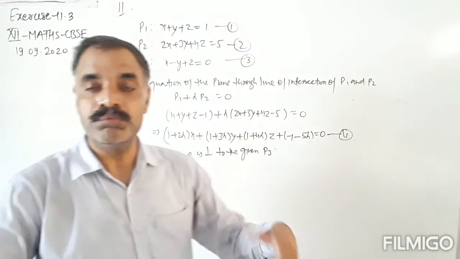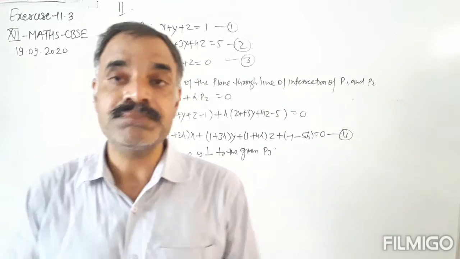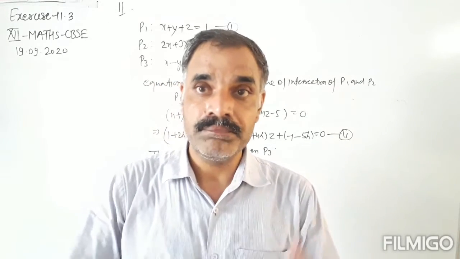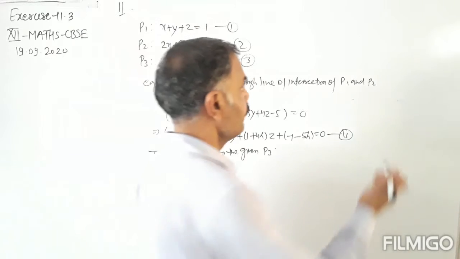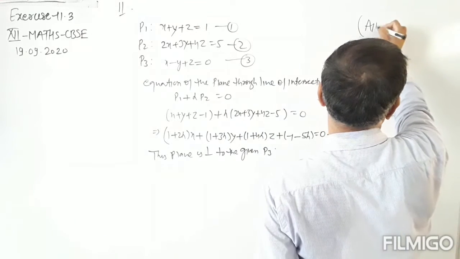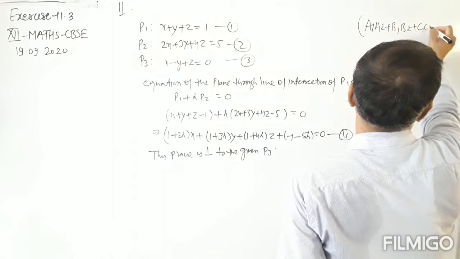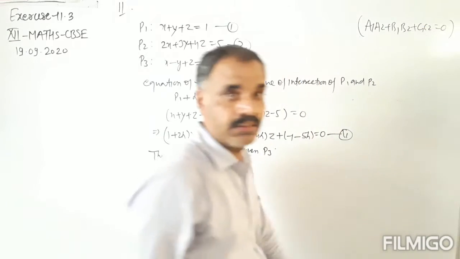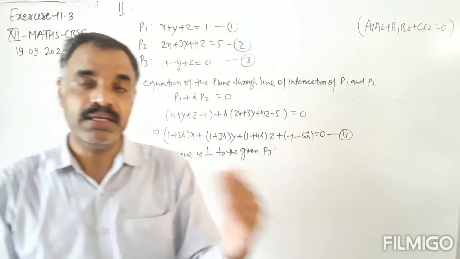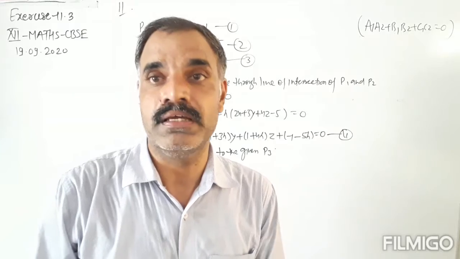So what should be the condition? A plane is perpendicular to another plane if A1 A2 plus B1 B2 plus C1 C2 is equal to 0. So this is the condition for a plane to be perpendicular to another plane.